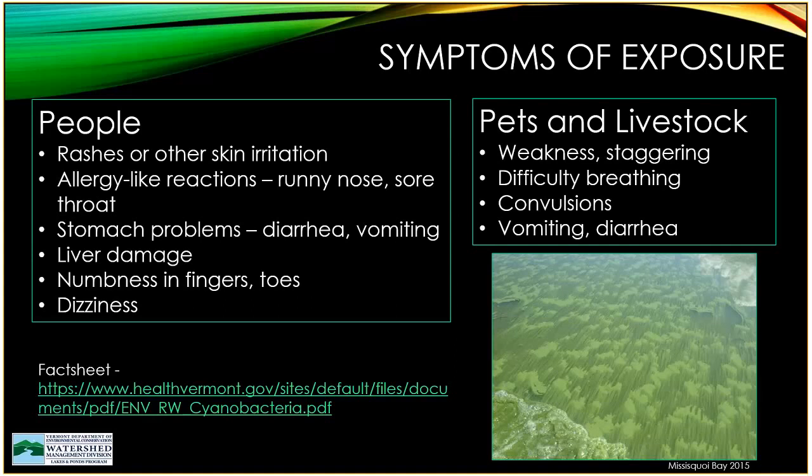The original name for anatoxin was very fast death factor. In cases like this, death can occur in a matter of minutes. So it's very, very important for those of you that are out with pets or have livestock and livestock watering ponds that you're very much aware of what cyanobacteria look like so that you can protect your animals.